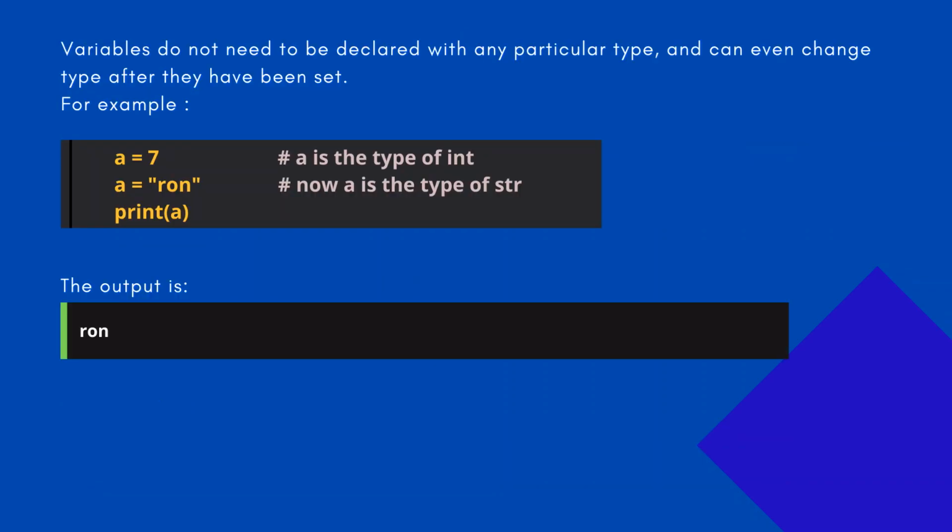and it gives the output as 7 and ron. And variables do not need to be declared with any particular type, and can even change type after they have been set. For example, in the given code sample, a is first assigned an integer value 7 and then reassigned a string value ron, and its final output is the new value, which is ron.